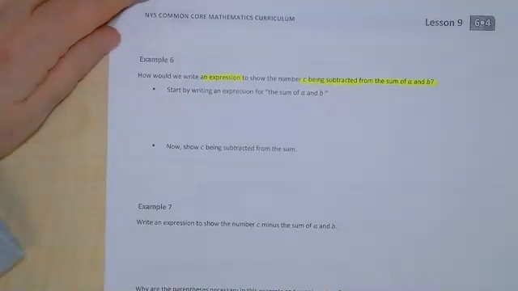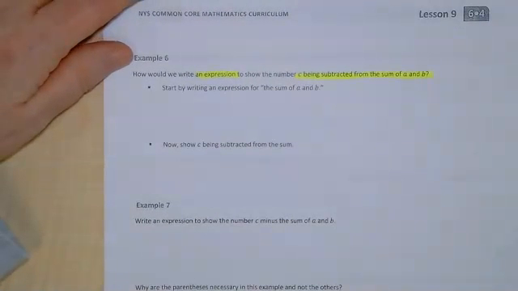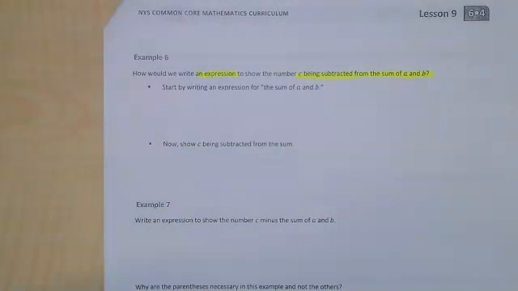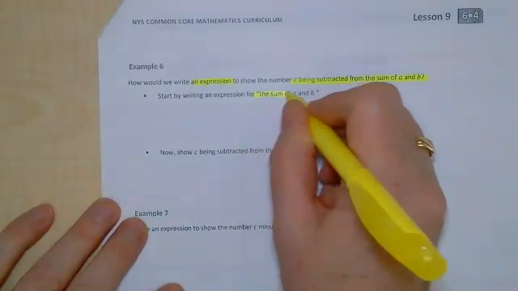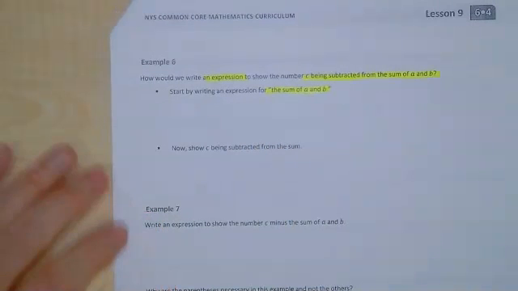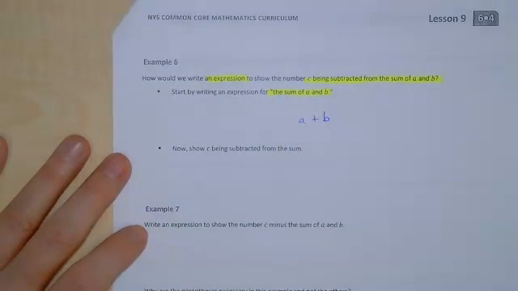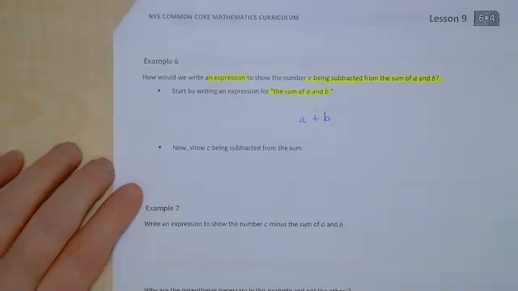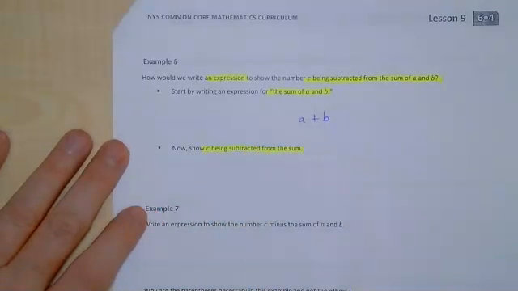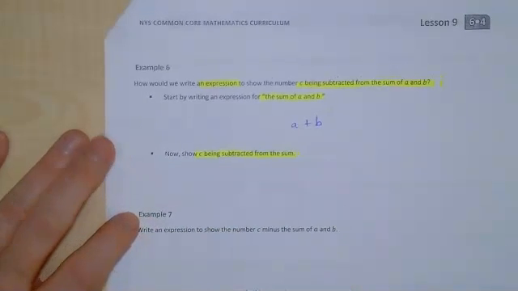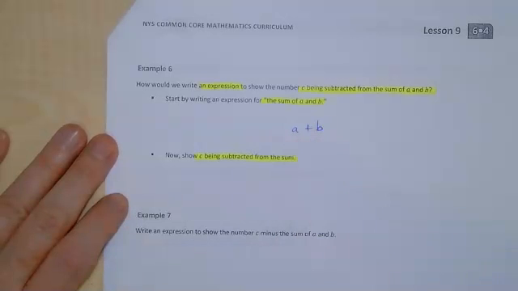So now we have A, B, and C. Now we have 3 parts, not just 2. So let's break it down into 2 pieces. Let's do this first. How do you write the sum of A and B? Dominic. A plus B. Okay, that makes sense so far? Now, show that C is being subtracted from it. What do I do now? C is being subtracted from that.